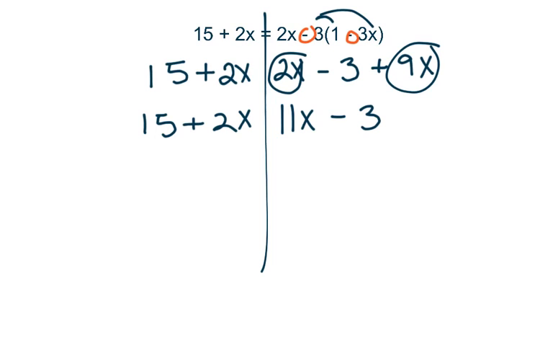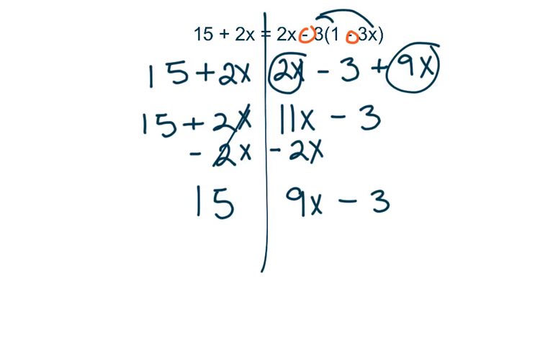All right. So now we want to move the variables. Okay. So don't call me. Me stands for move the variables. Move the smaller one. So subtract 2x on both sides. That goes away. So 11 minus 2x is 9x.